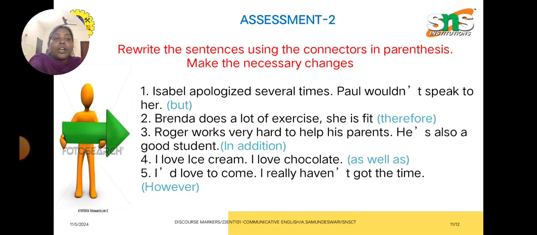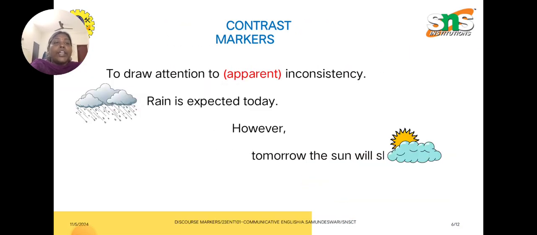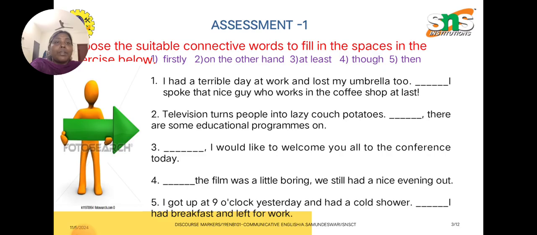I would love to come. However, I really haven't got the time. So I'm very much interested to attend the party, whereas I don't have the time. So these are all the words. Your focus must be here on the connective phrases. So now we can look at assessment 1.